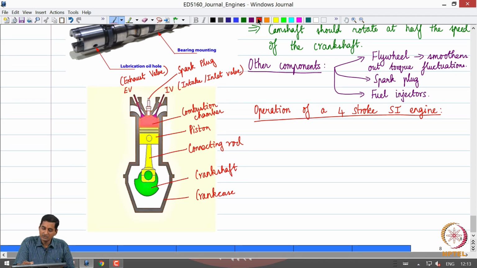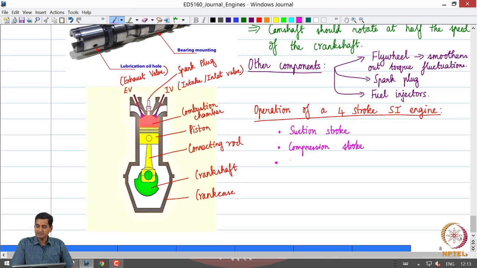So, what are the 4 strokes? The first stroke is what is called a suction stroke. The second one is the compression stroke. The third stroke is what is called a power stroke or the expansion stroke.